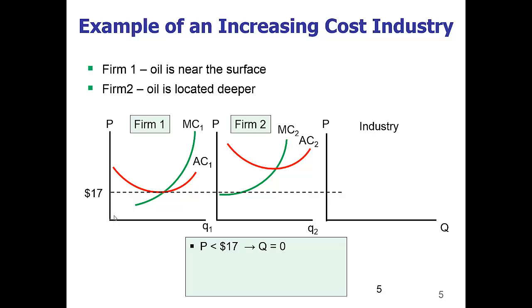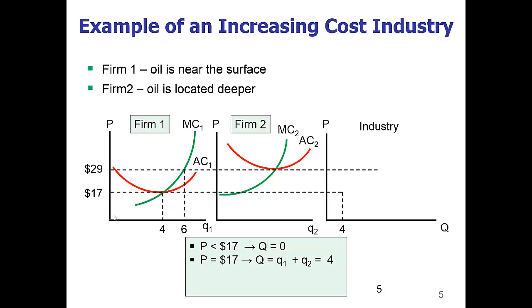If the market price is exactly $17, then Firm 1 will choose to produce 4 units. Firm 2 will not produce anything because at $17 they would be incurring an economic loss. And we see that as a whole for this market, you sum the production of Firm 1 with Firm 2. At a price of $17, the industry output will be 4. If we consider a higher price like $29, Firm 1 will choose to produce 6 units. Firm 2 will choose to produce 5 units.